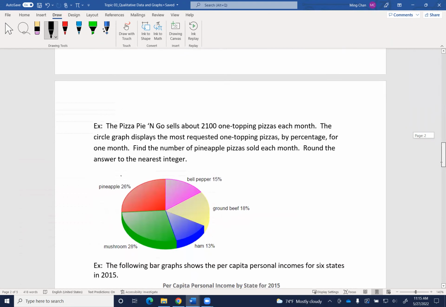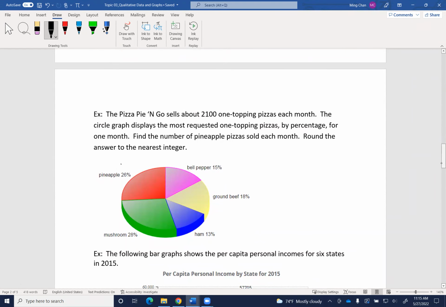Now let's do an example with a pie chart. The Pizza Pie and Go sells about 2,100 one-topping pizzas each month. The circle graph here represents the most requested one-topping pizza by percentage. These wedges are proportional to the percentage. Find the number of pineapple pizzas sold. Pineapple is 26%, so pineapple is only part of that 2,100. To find how many pineapple pizzas are sold, we need to find the part, which is percent times the whole.